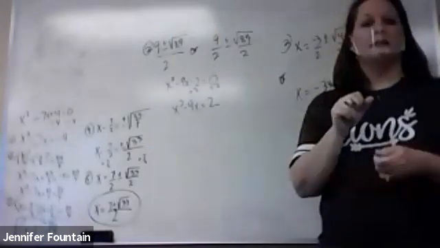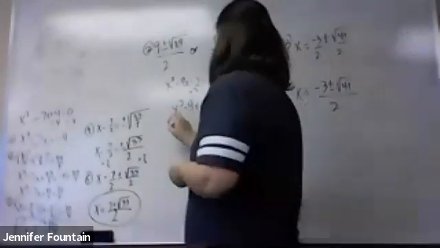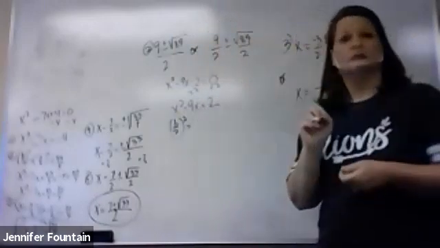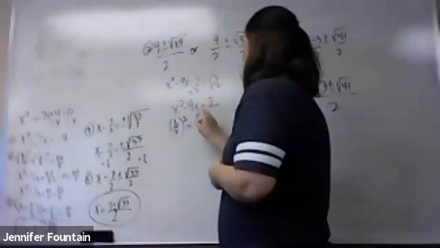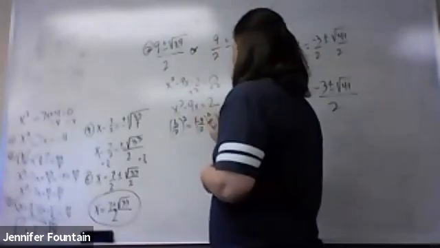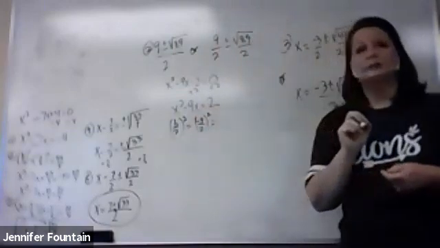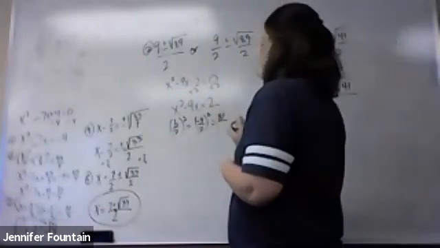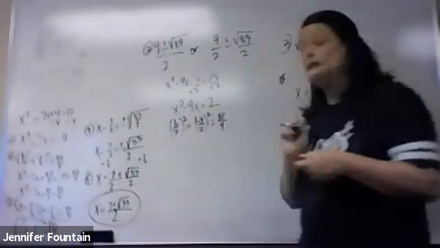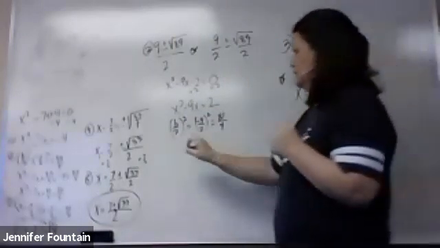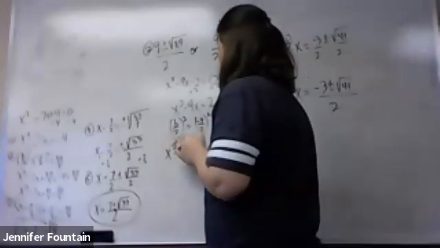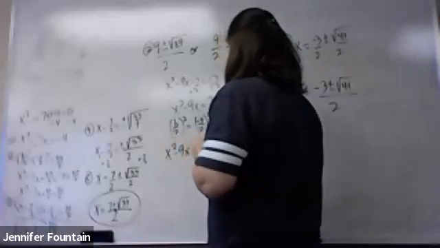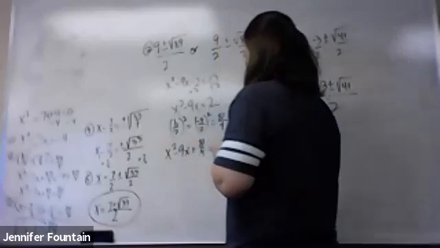Next step after that, b divided by 2 squared. What is my value of b? Negative 9. So I've got negative 9 over 2 squared. What is negative 9 squared? 81. And what is 2 squared? 4. So I know I've got to add 81 over 4 to both sides. So I'm going to have x squared minus 9x plus 81 over 4 is equal to 2 plus 81 over 4.